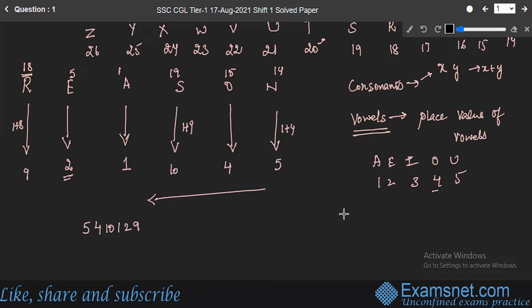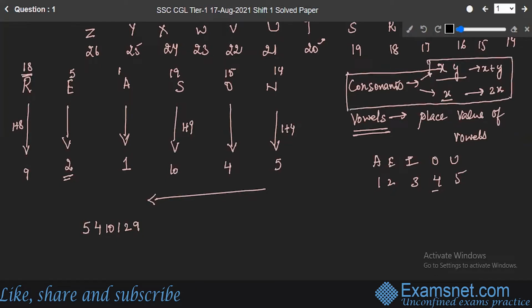Now let's check if the same pattern is in the second one, healthy, also. See the consonants: if they are double digit, then you will add the digits. If it's a single digit, you will multiply it by 2. So do remember this logic which is followed in this question.